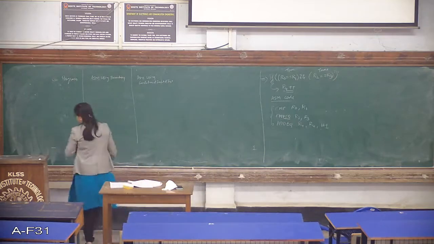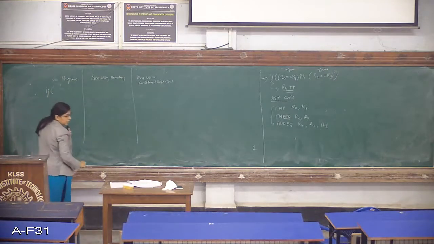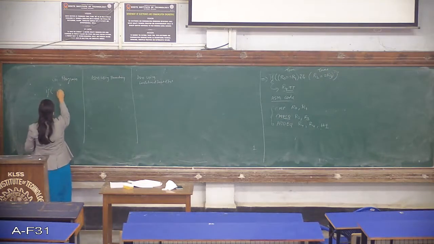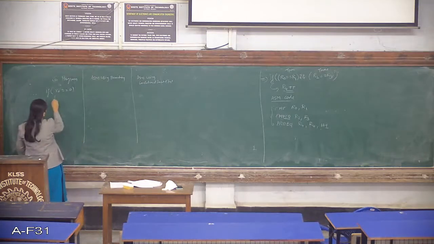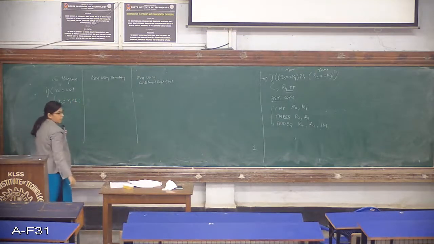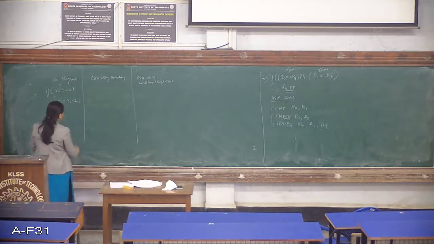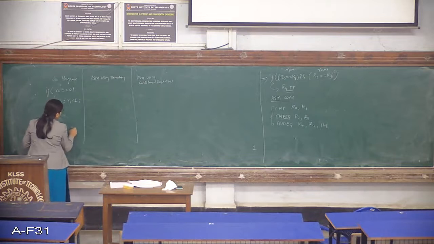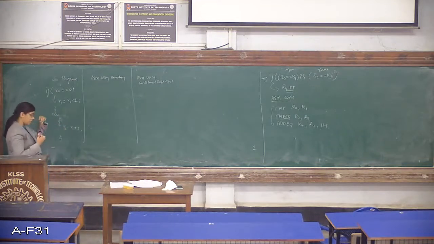Okay, so let us take a simple C code here. I'll take the if statement: if R0 equals 0, you'll perform R1 equals R1 plus 1, else you'll perform R2 equals R2 plus 1. A simple example here. So this is a C program using an if statement.